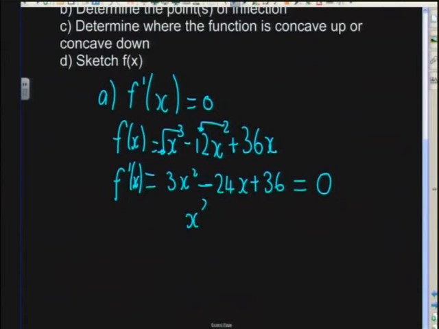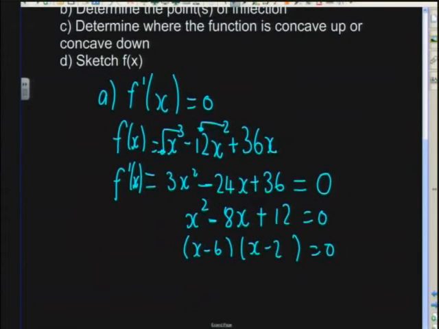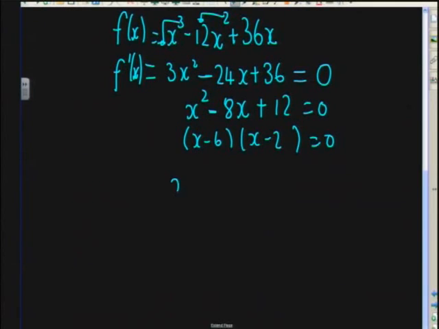I divide through by 3 to make this a little bit easier, so I'm going to get x squared minus 8x plus 12 is equal to 0. And then we can factorize that trinomial to give us x minus 6 times x minus 2. So therefore, my stationary points will be at x is equal to 6 or x is equal to 2. All right, now remember these are just the x coordinates. You need to find the y coordinates.